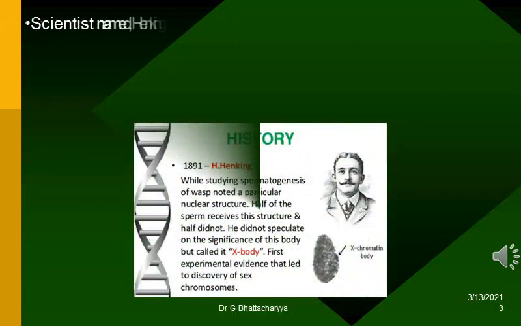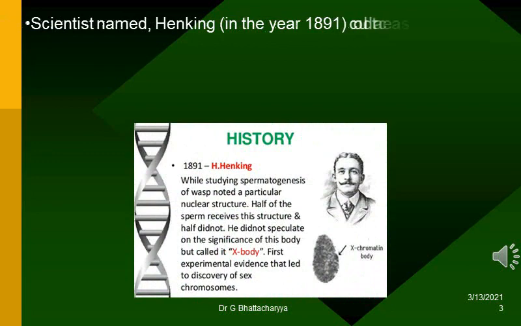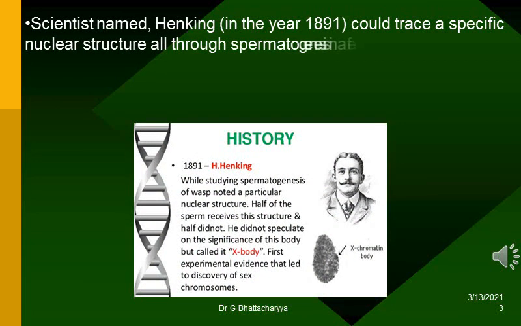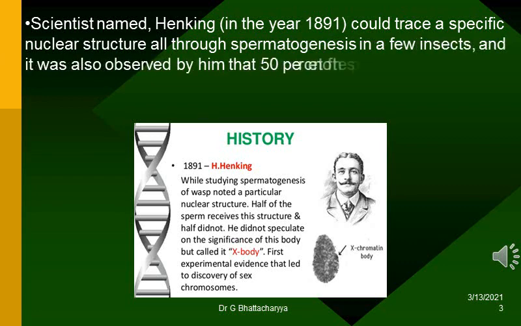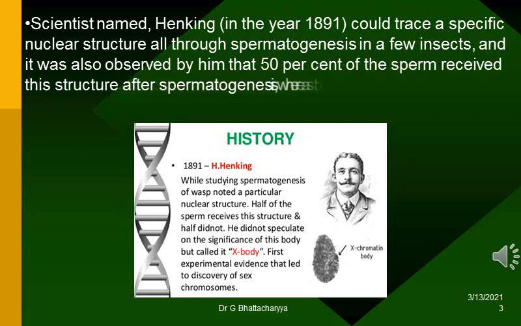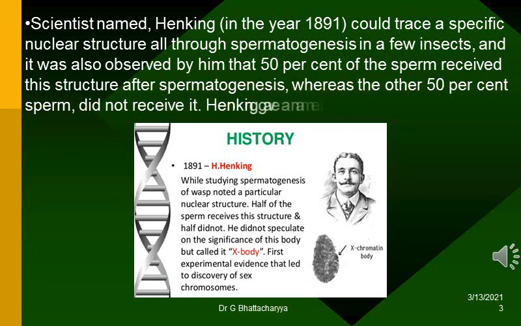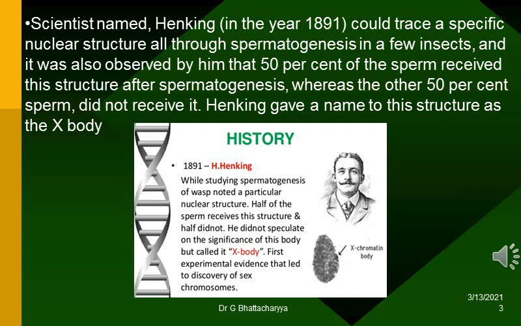Scientist named Henking, in the year 1891, could trace a specific nuclear structure all through spermatogenesis in a few insects, and it was also observed by him that 50% of the sperm received this structure after spermatogenesis, whereas the other 50% sperm did not receive it. Henking gave a name to this structure as the X-body. What exactly was the X-body of Henking?